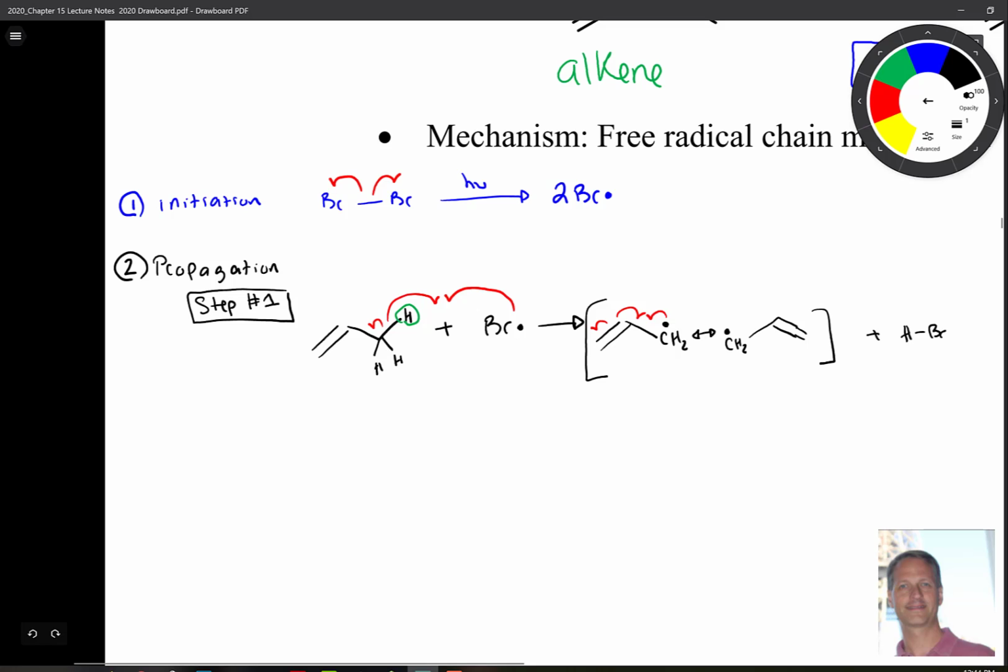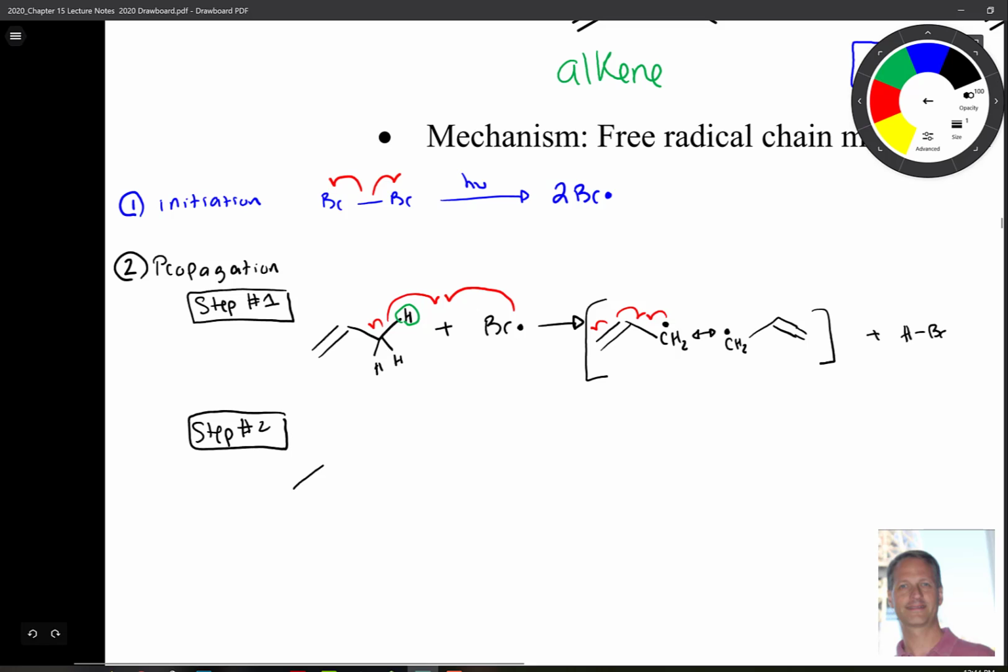Now those 2 structures are going to lead to the same product, but they're not always going to do that. So we have to take a look at those resonance structures. If they were different, then we would write out propagation step number 2 for both of these intermediates. So let's move on here to step number 2.